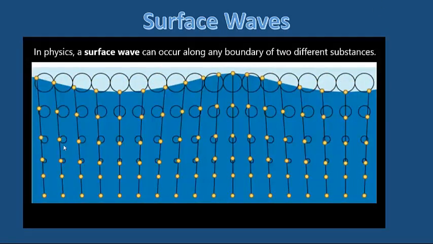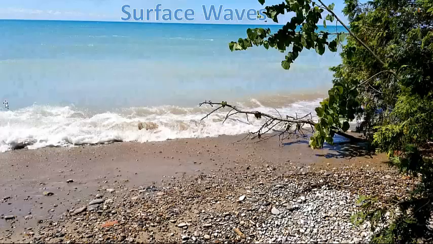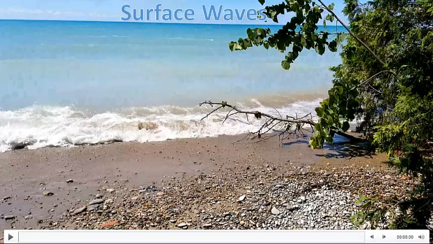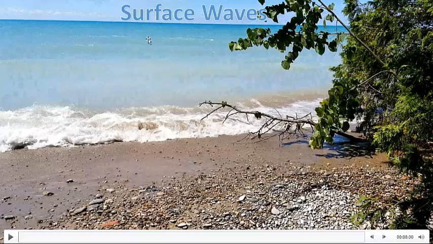So here's what we know about surface waves. Surface waves occur along the boundary between two different substances, for example, air and water. So in the case of the surface waves that we see on this lake, it's happening between the air, which is above the water, and the water. Okay, so that's fairly straightforward, but it doesn't have to be air and water.